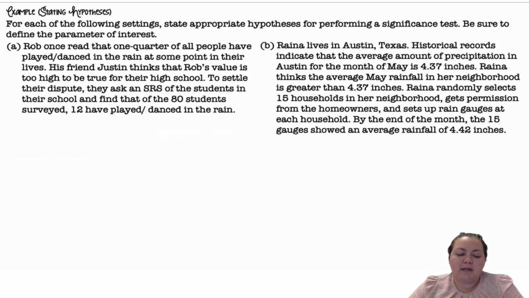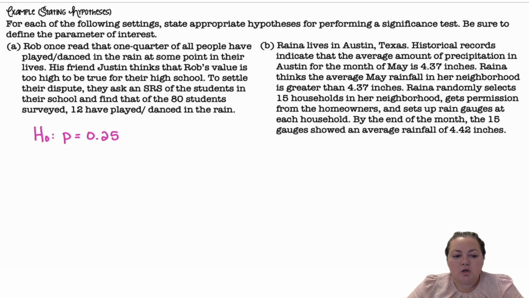All right, an example stating hypotheses. For each of the following settings, state the appropriate hypotheses for performing a significance test. Be sure to define the parameter of interest. Rob once read that 1/4 of all people have played or danced in the rain at some point in their lives. His friend Justin thinks that Rob's value is too high. To settle the dispute, they ask a simple random sample of students in their school and find that out of 80 of the students surveyed, 12 have played or danced in the rain.